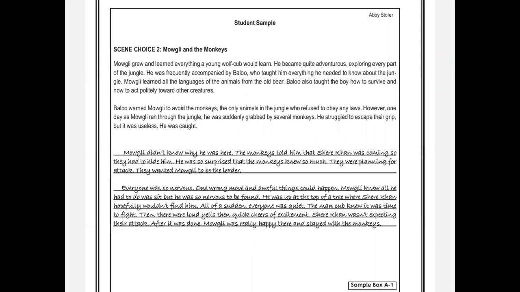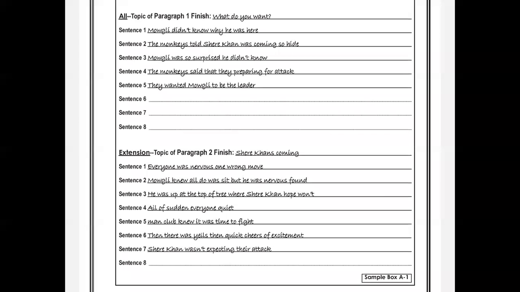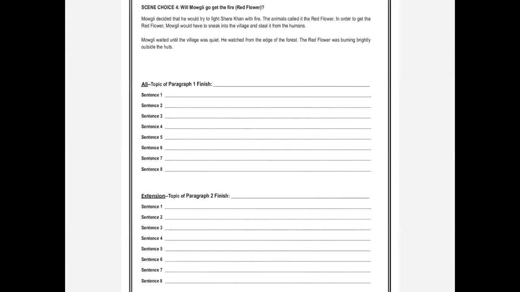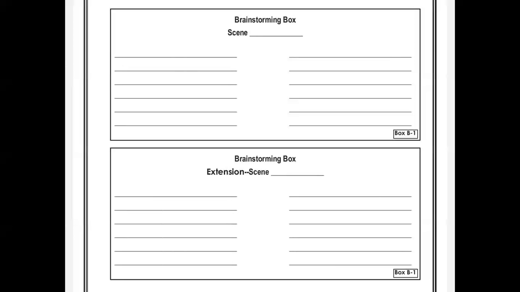Then here is Abby's finish, the 2 paragraphs about Mowgli and the monkeys, and then her 2-paragraph finish. Isn't that amazing? So wonderful. Okay, so let's go back here to the brainstorming.